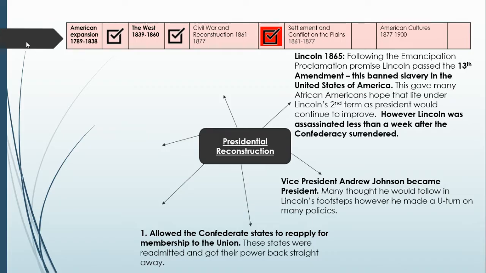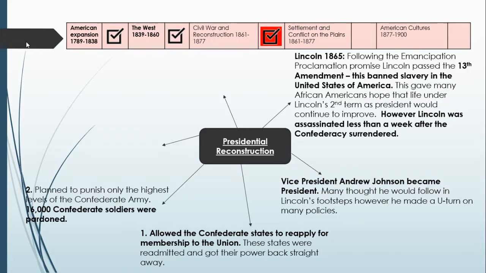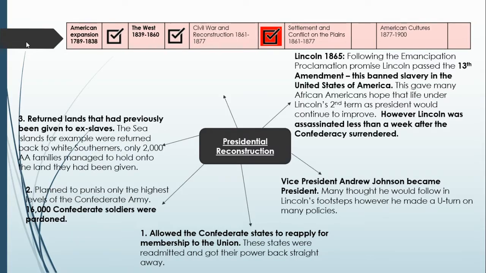Firstly, he allows the Confederate States to reapply for membership to the Union, and he allows them to be readmitted straight away. So really, they don't have to make huge apologies, they don't have to make changes, they are simply allowed back into the Union, which is something that supporters of Lincoln would not have agreed with. He plans to punish only the highest levels of the Confederate Army. What this means is that 16,000 Confederate soldiers were pardoned, so they do not face punishment for fighting against the Union and seceding and trying to create their own nation, known as the Confederacy. So they do not get punished. It's only the top levels of the Confederate Army.